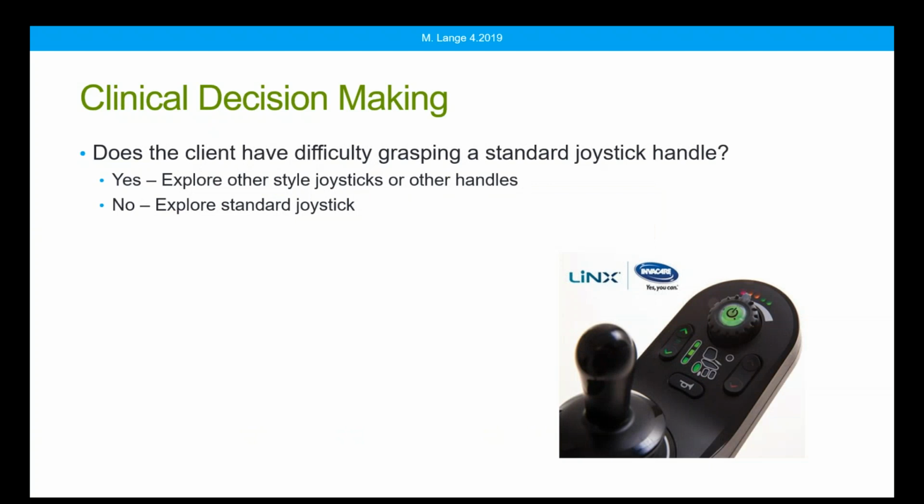Next in our clinical decision making is, does the client have difficulty grasping a standard joystick handle? Well, handles vary from manufacturer to manufacturer and on that particular style joystick, but we do have options of a variety of alternative handles that we can place onto a joystick. If the client does have difficulty grasping the standard joystick handle, it may be appropriate to explore these.